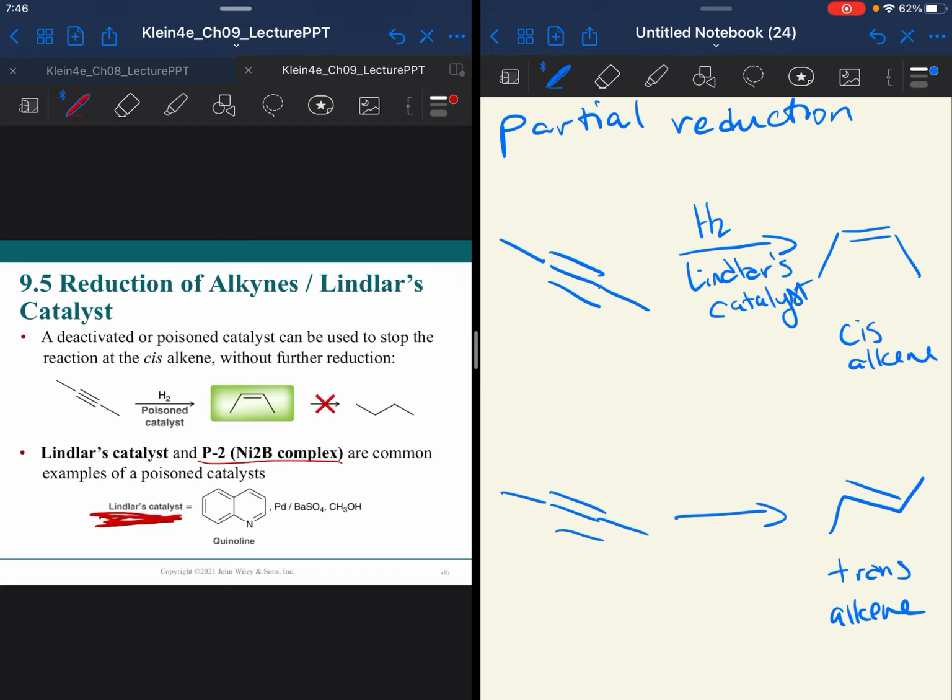Now, it is important that you still have H2. A catalyst isn't going to do anything by itself. So it's H2 and Lindlar's catalyst, no numbering. You want those both in there together. And so if you want to make a cis double bond, this is the guy you want to use.